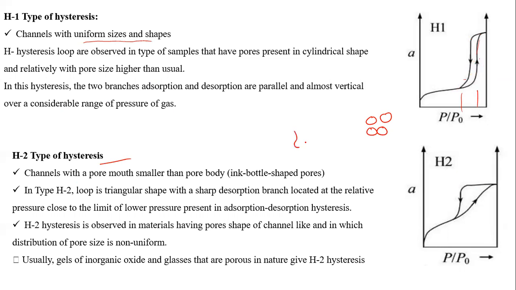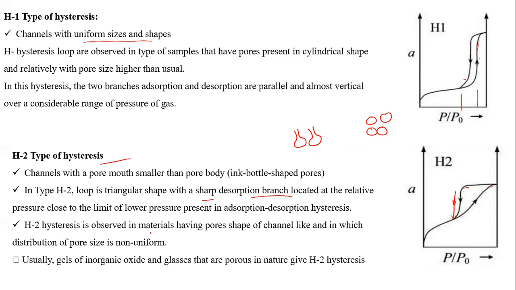सेकंड टाइप ऑफ हिस्टेरेसिस लूप, यहाँ पे आपके इंक बॉटल शेप्ड पोर्स होंगे। तो अगर इस तरह का पोर साइज होगा, तो ट्रायंगल टाइप हिस्टेरेसिस लूप बनेगा, ठीक है। ट्रायंगुलर शेप विद 2 शार्प डिसॉर्प्शन ब्रांचेस, यहाँ पे बिल्कुल डिसॉर्प्शन एकदम से नीचे आ रहा है, ठीक है। तो you can get this kind of hysteresis loop in such materials where the pore's mouths are smaller than their body.